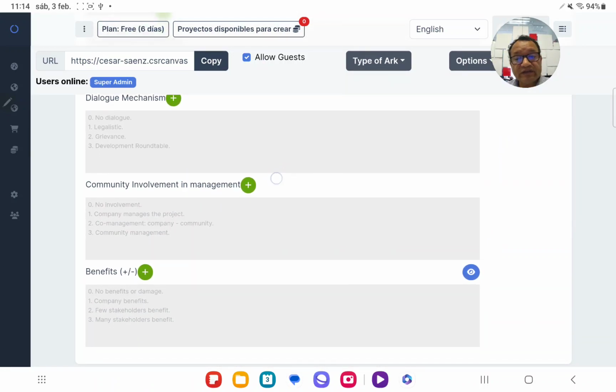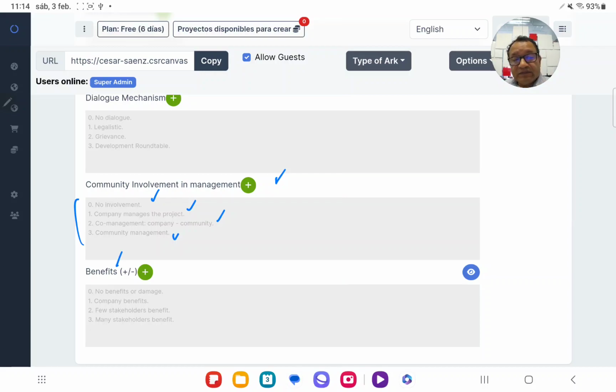So after that, what is the community involvement in management level? Here you have 4 options. No involvement at all, so the community doesn't participate at all, or maybe the company manages the project, or maybe there is a co-management. It means that the company and the community manage the project together, and finally the best outcome is the community management.